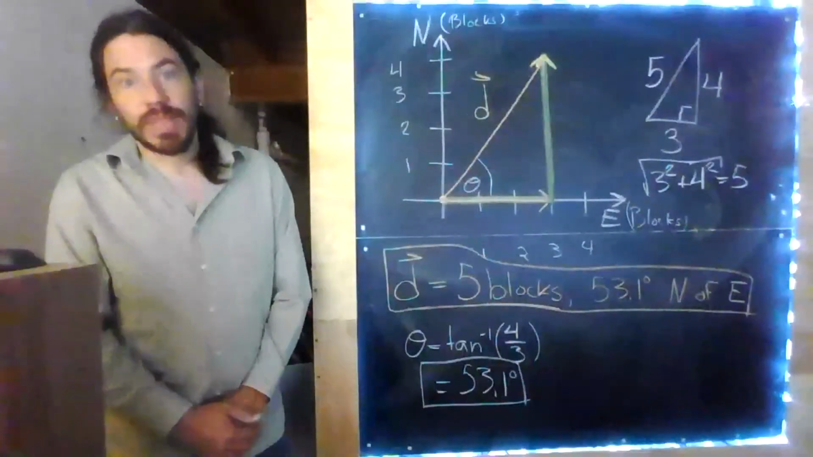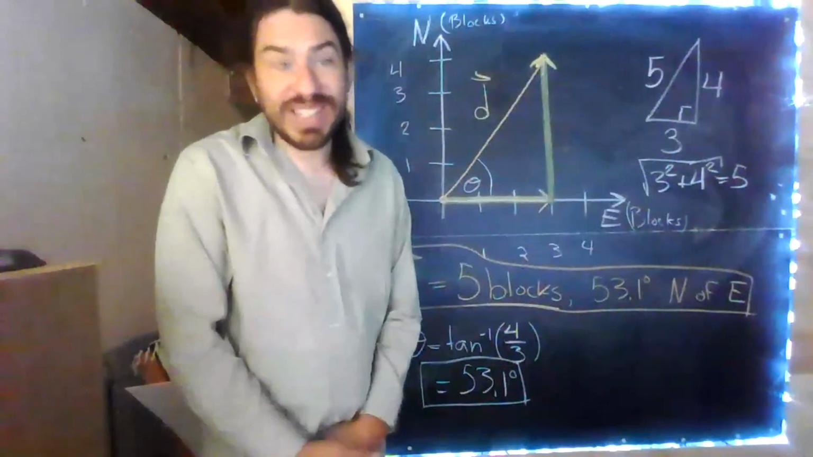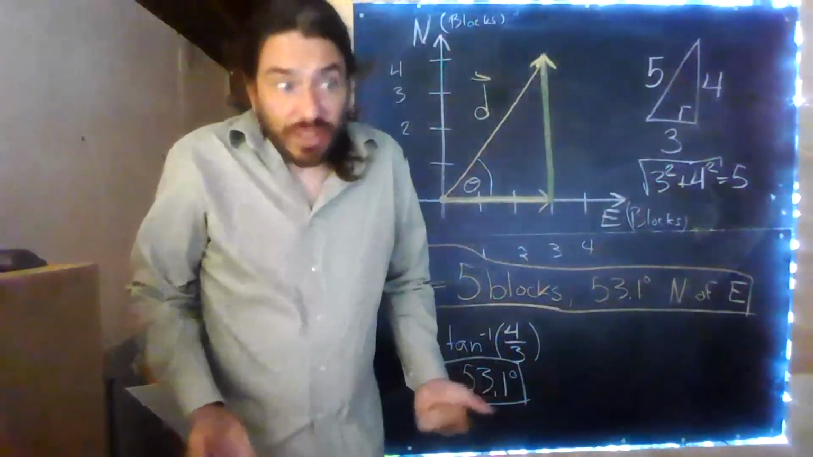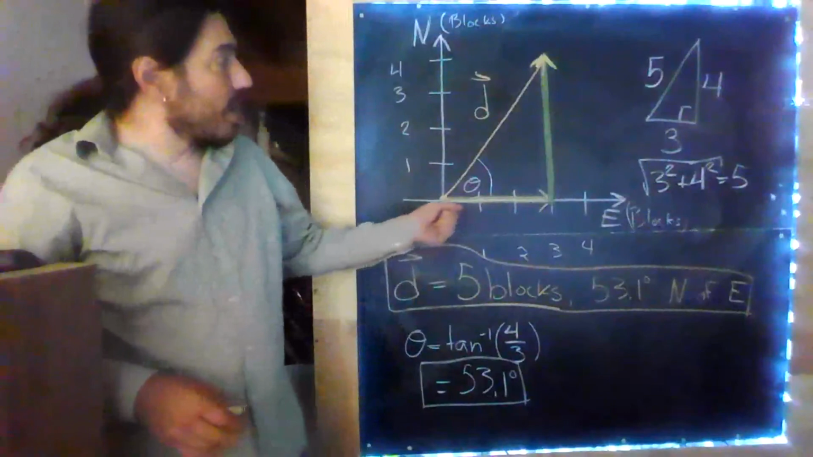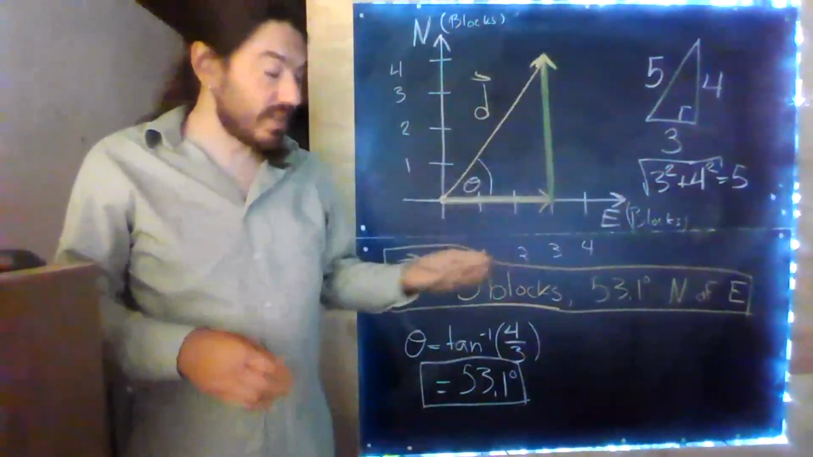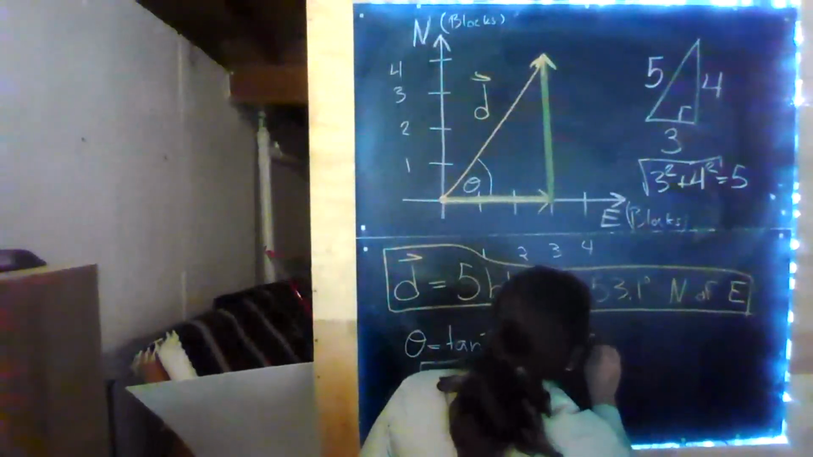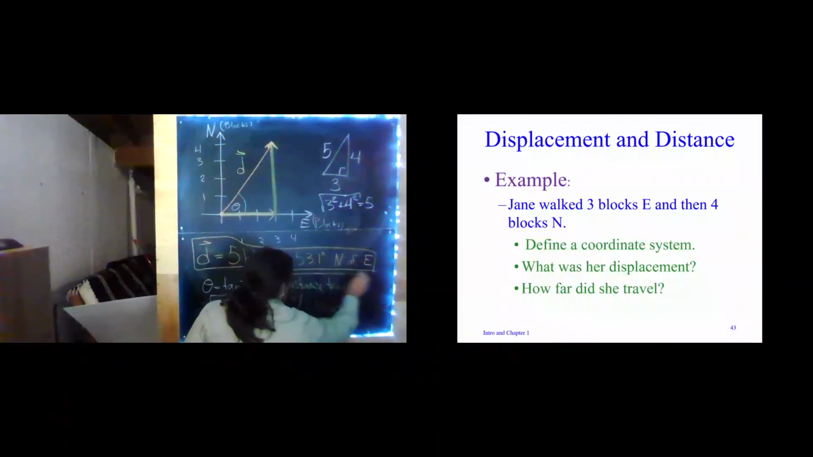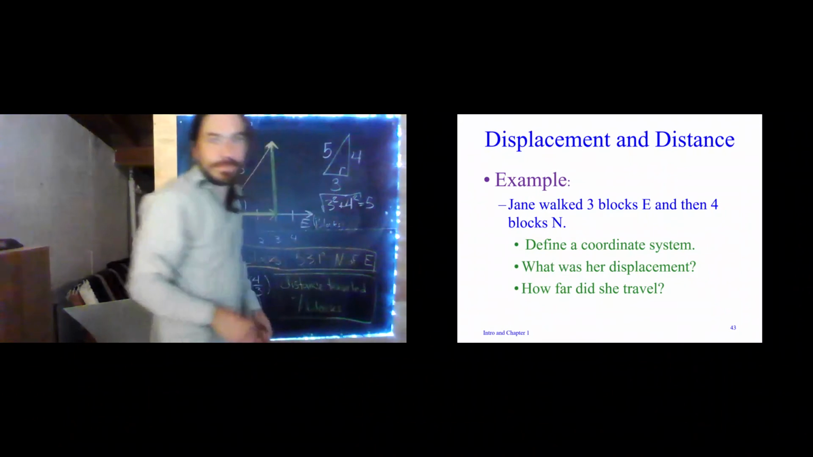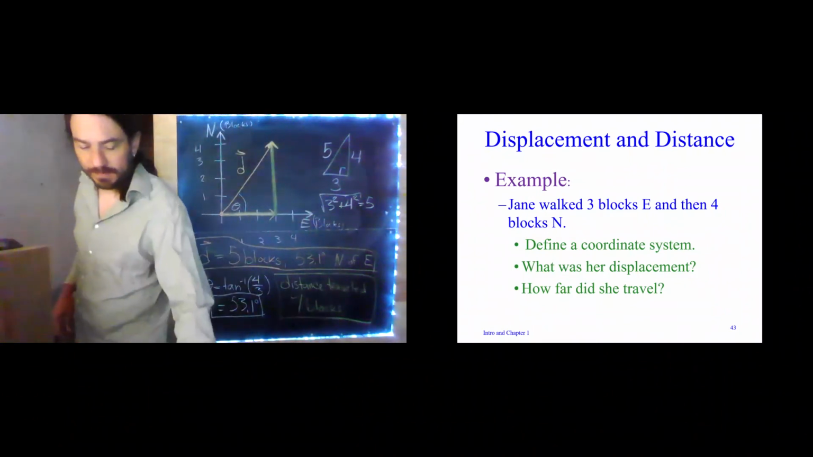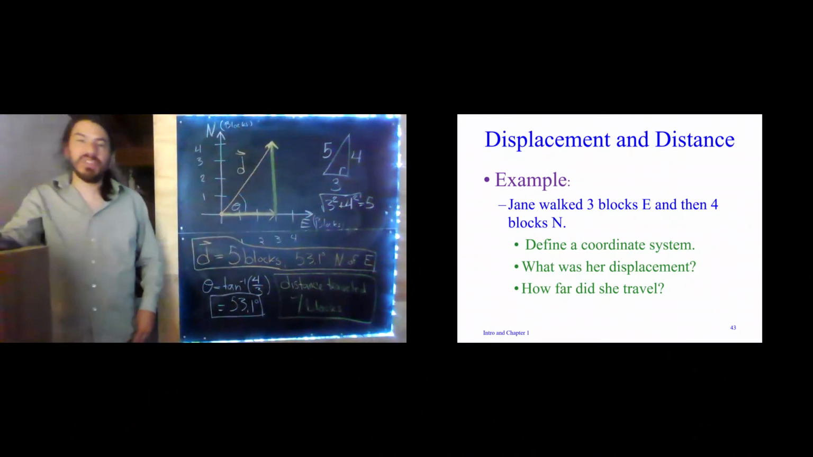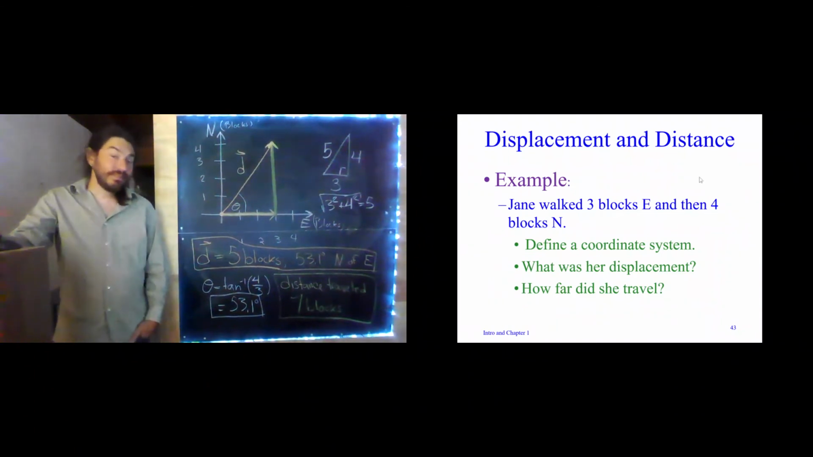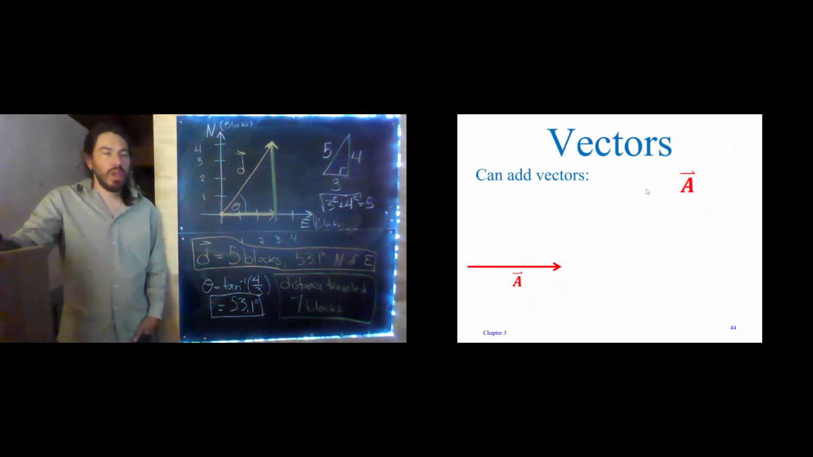How far did she travel? Now, how far did she travel is not a vector. It says, how far did she travel? I mean, it's pretty self-explanatory. Well, she went 3 blocks, then she went 4 blocks. So she traveled 7 blocks. Distance traveled, then, 7 blocks. Not too bad. Again, these are different ideas, so we need different math for different ideas.